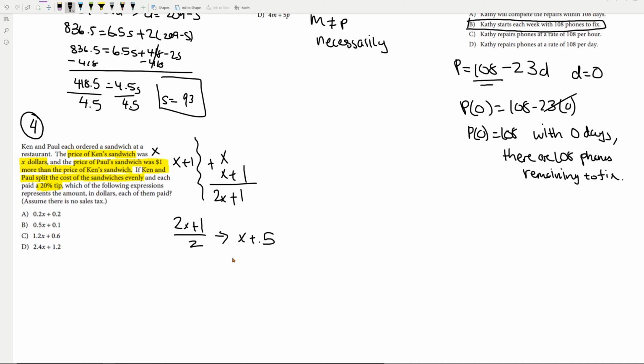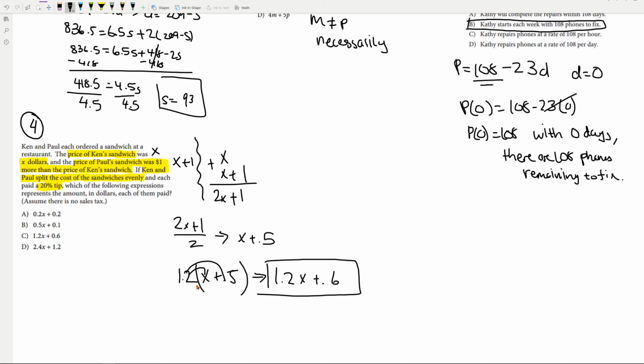So then now what they ask us is to apply the 20% tip. If you're going to be paying a tip, you're going to be adding to the amount that you're paying. So what you do is multiply by 1.2, which is equivalent to 120%, which makes sense because the tip is added on to the original price. So you're actually paying 120% of the price. So if we multiply by 1.2 and distribute it over, we get 1.2X plus 0.6.